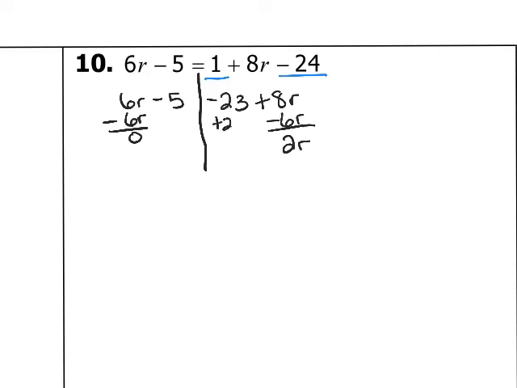Okay, add 23, add 23, which makes this 23 minus 5, 18, equals 2r. And I'll move it down here. We have a pile of 18 divided into 2 groups. r is equal to 9.